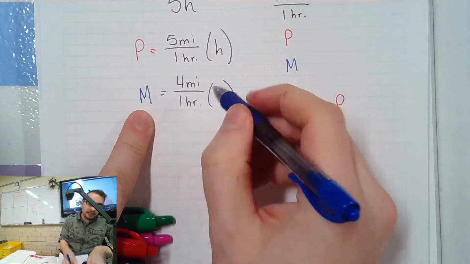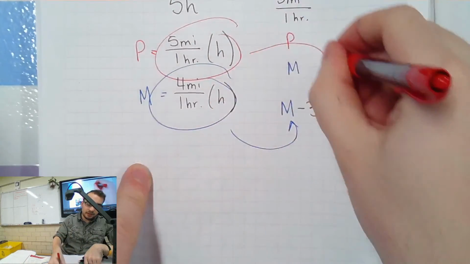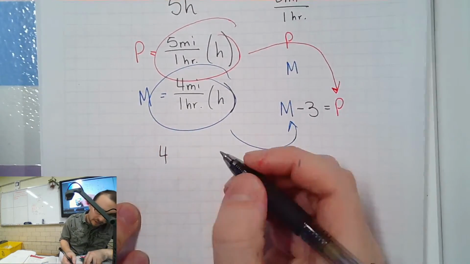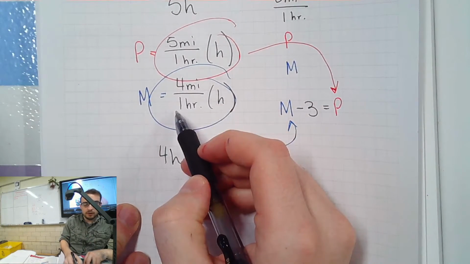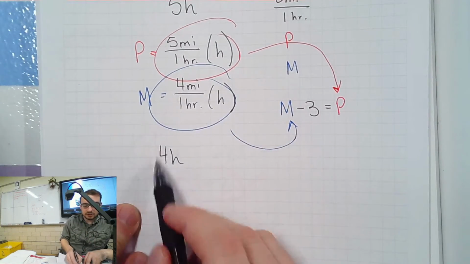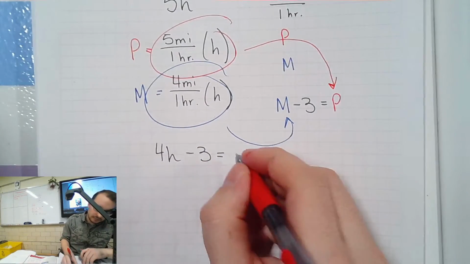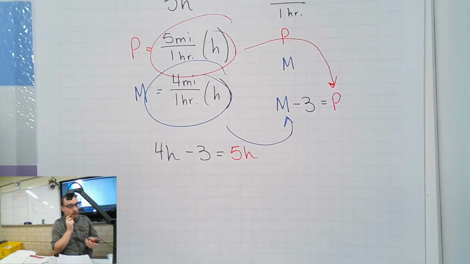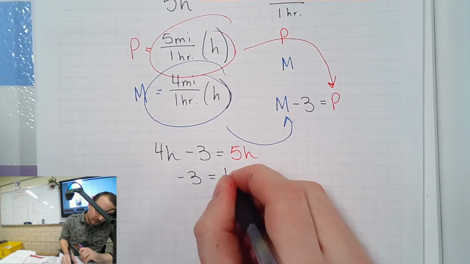So instead of M, can I take this and plug that in? And instead of P, can I take this and plug that in? Okay, this one's weird. So M is 4 miles per hour times hour. So I'm just going to write 4H, because 4 divided by 1 is 4. Hours and hours cancel. We just get miles. It's going to be 4 times H minus 3 equals 5 times H. And then I subtract 4H from this side and I get 1H. So H is negative 3.